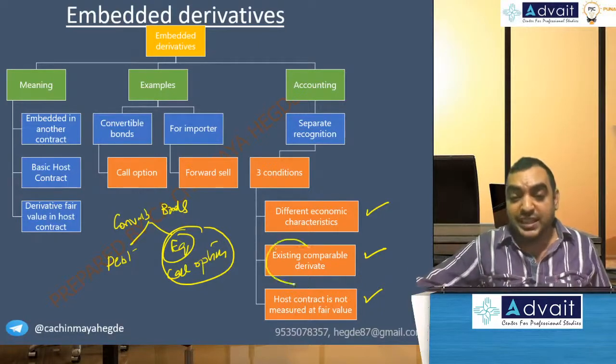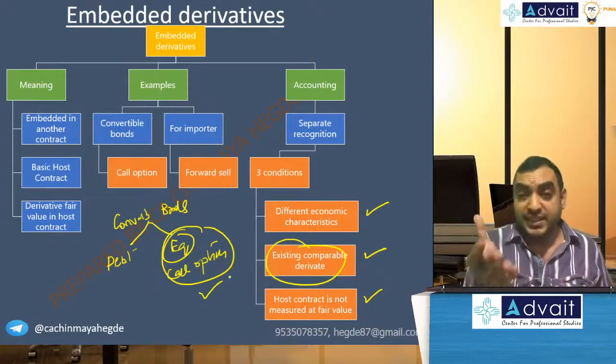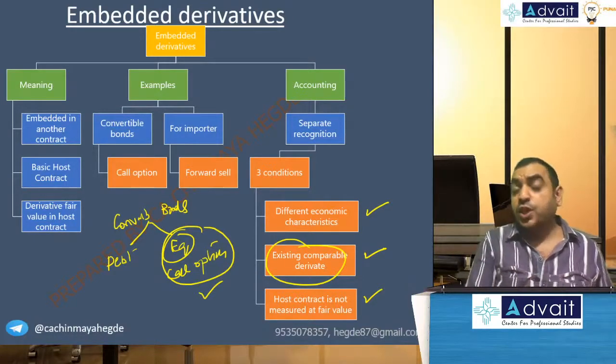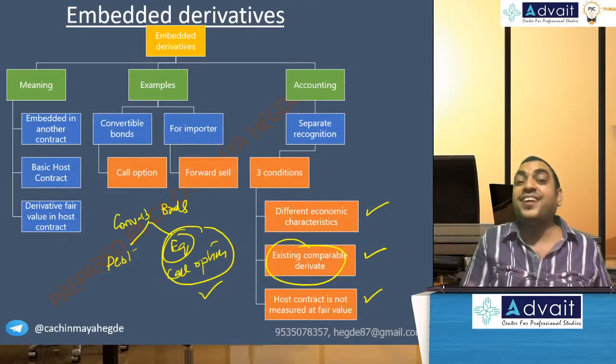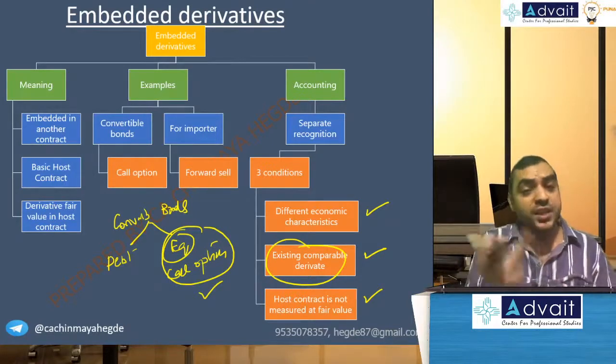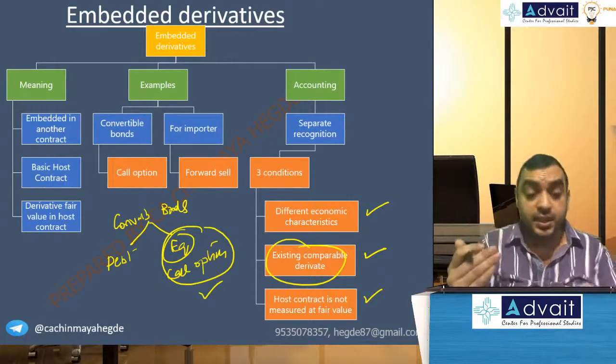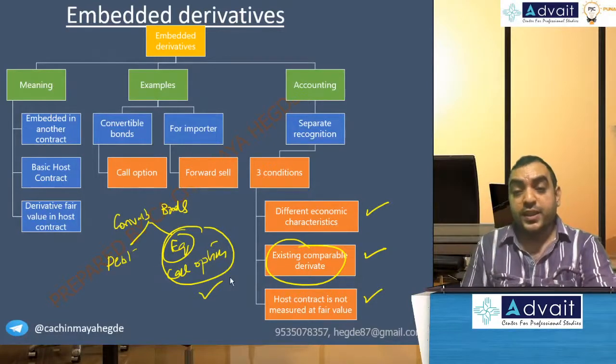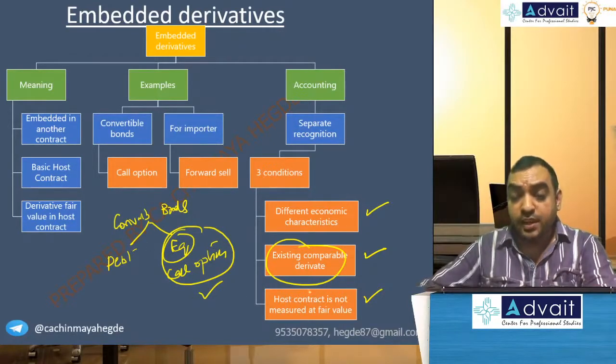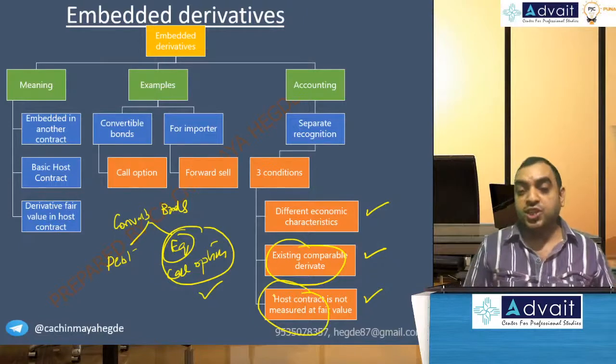Second point, existing comparable derivative. If you want to value the call option and say the fair value of the call option is so much, you need to have a call option traded in the market. So for a private company, a call option may not be there. Even for a listed company, all call options may not be there. That is why.